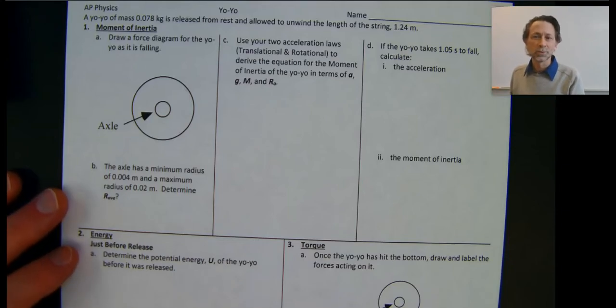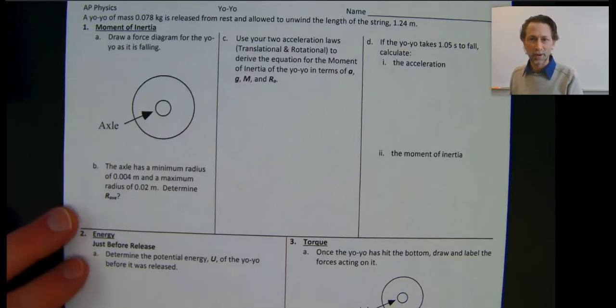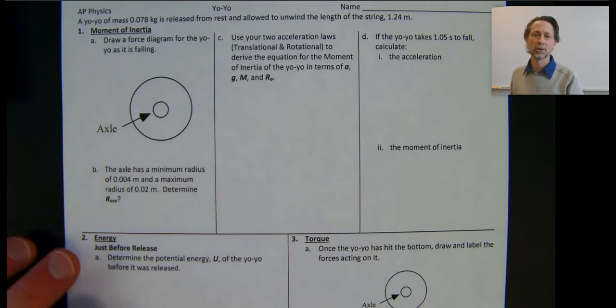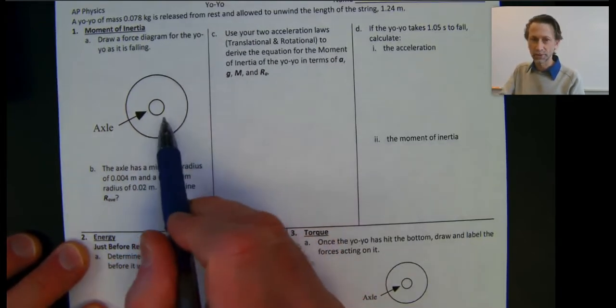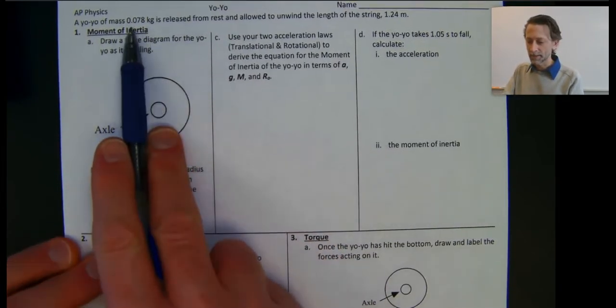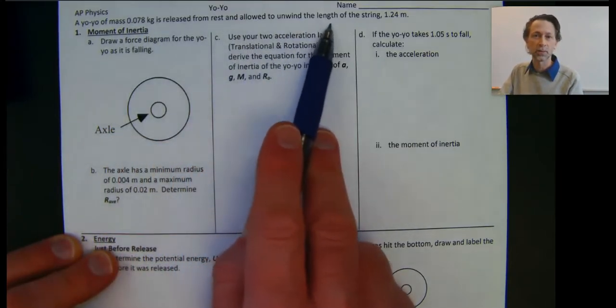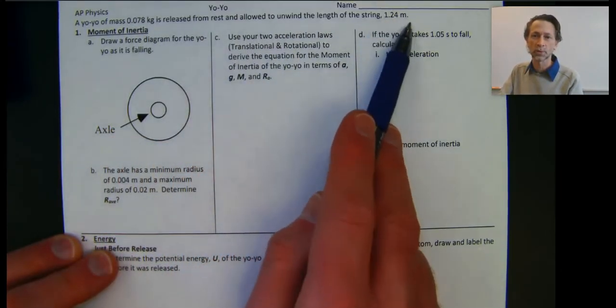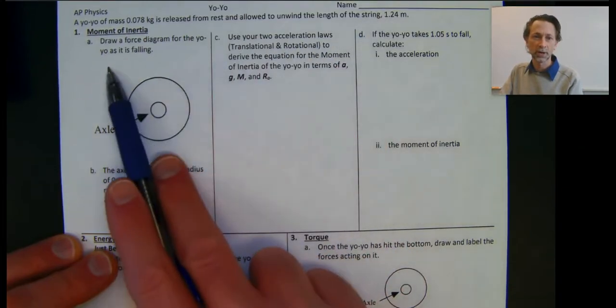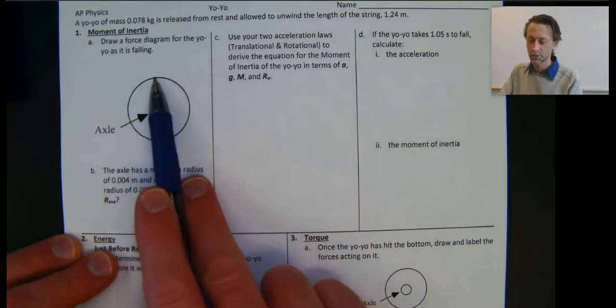So what we want to do is walk through a sample yo-yo problem before we do our yo-yo lab. So here is our yo-yo, and it has a mass of 0.078 kilograms. It's released from rest and allowed to unwind the length of the string, 1.2 meters. So part A, draw a force diagram for the yo-yo as it's falling.